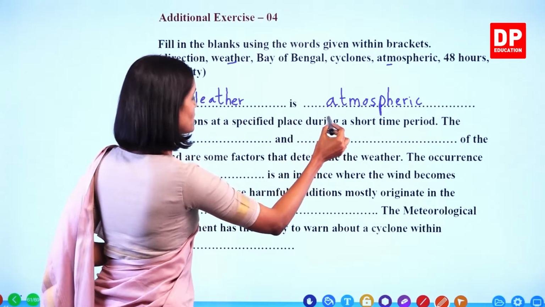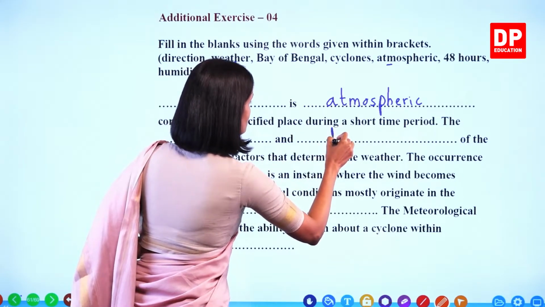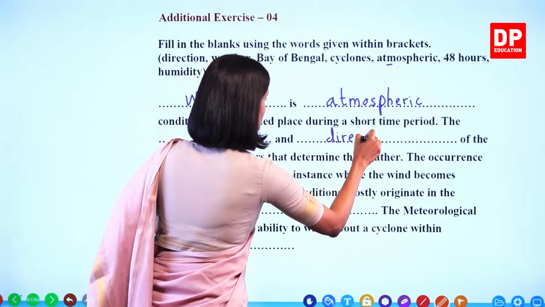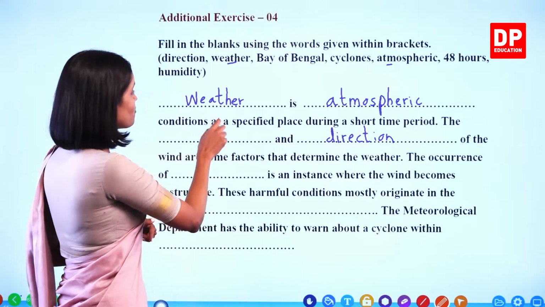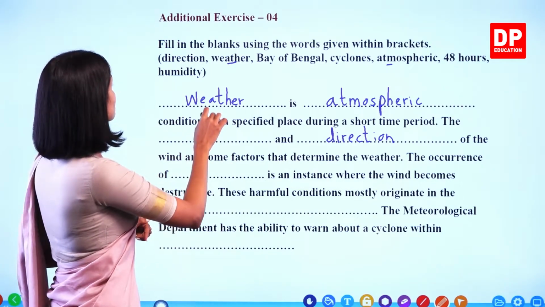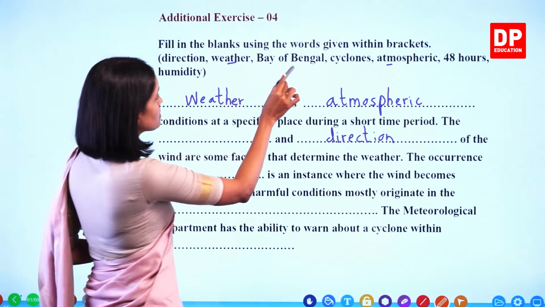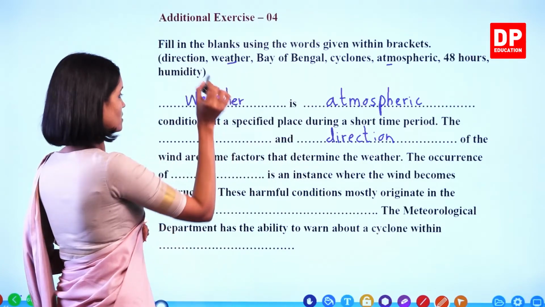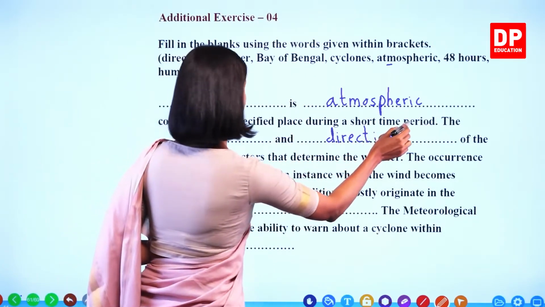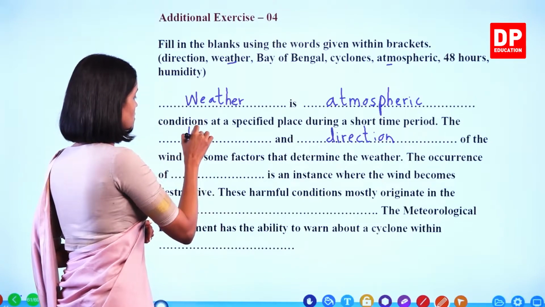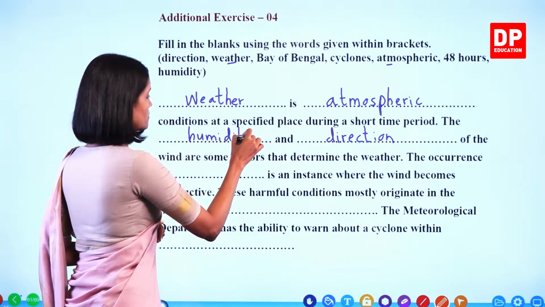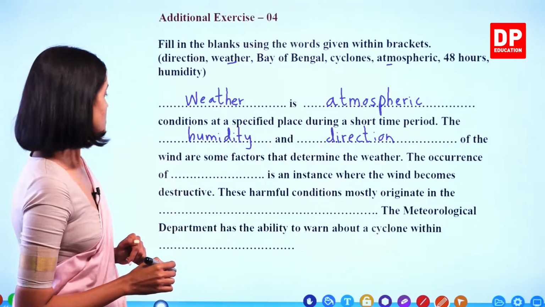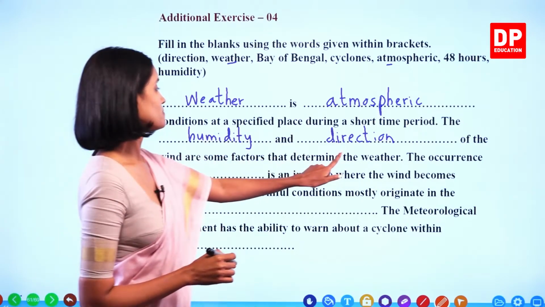For this one, we can write direction of the wind. Another factor that determines weather. Direction, weather, cyclones, humidity we can write. Right? The humidity. Right. Some factors that determine the weather.